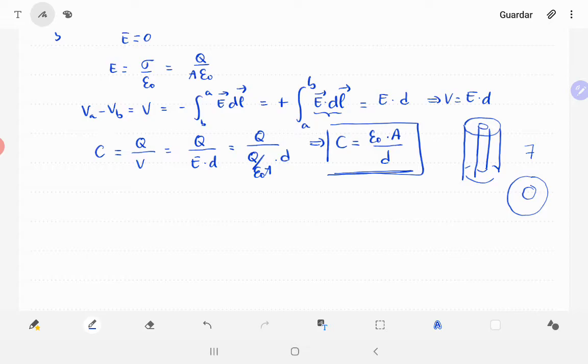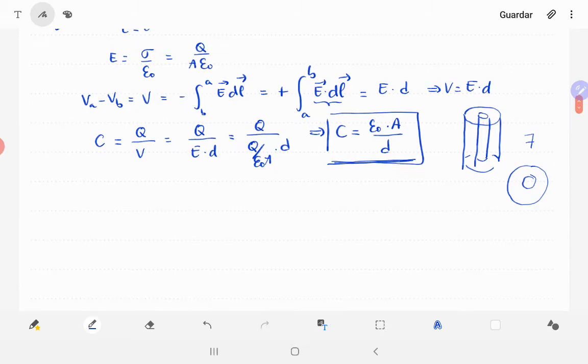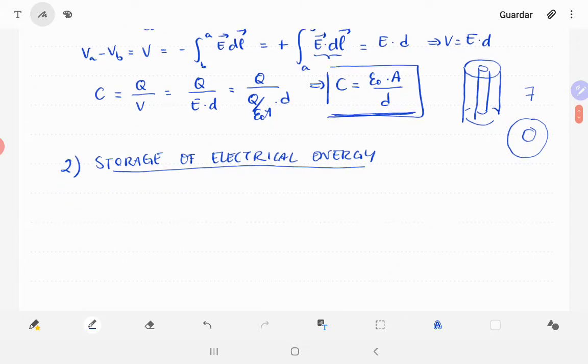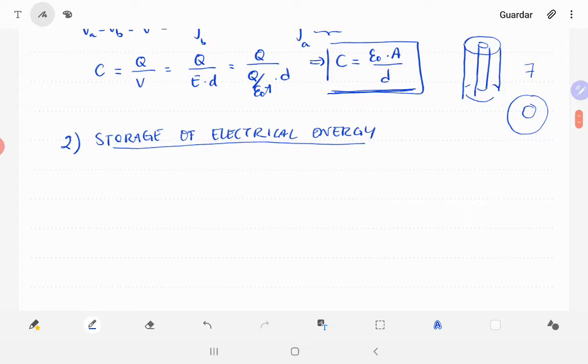Okay, so once we know the capacitance of a parallel plate capacitor, I'm going to go to the second point I wanted to cover, which is the storage of electrical energy. Okay, so for this derivation, I'm going to use also the idea of the parallel capacitor.